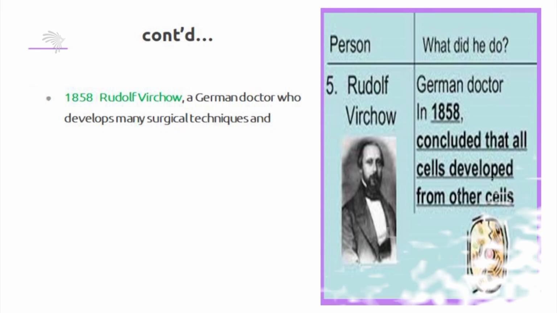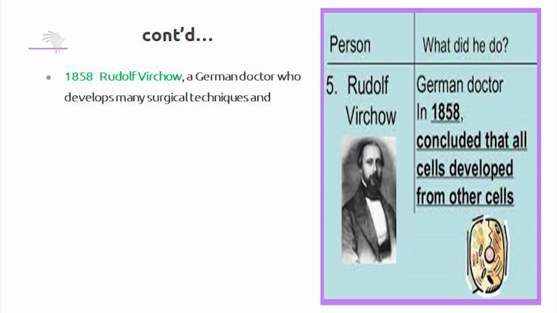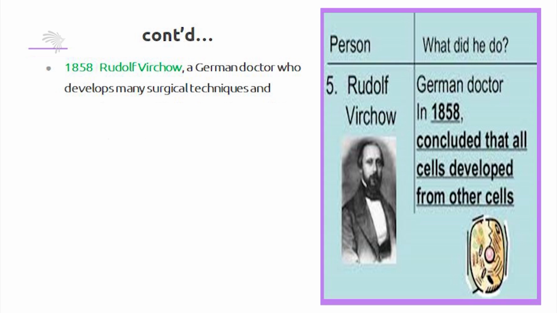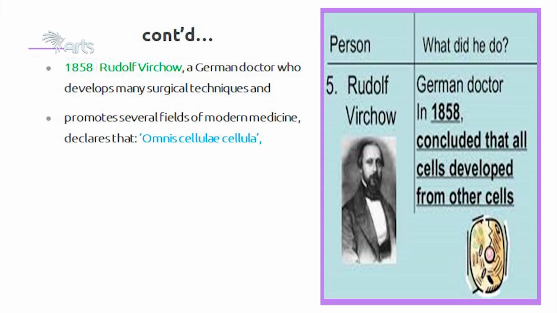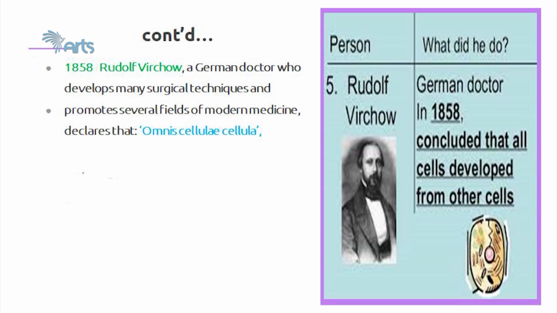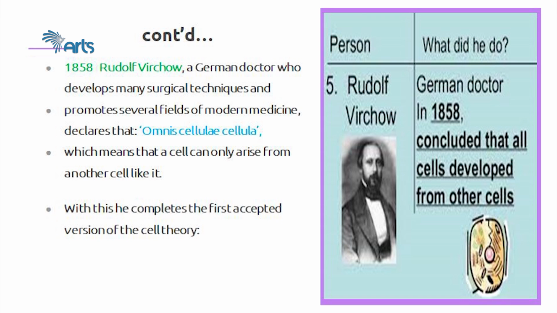Next, in 1858, Rudolf Virchow, a German doctor who developed many surgical techniques and promoted several fields of modern medicine, declared omnis cellula e cellula, which means that a cell can only arise from another cell like it. With this, he completed the first accepted version of the cell theory.